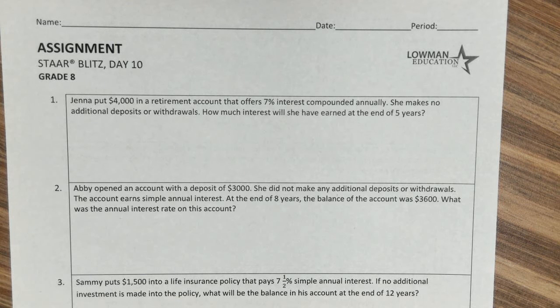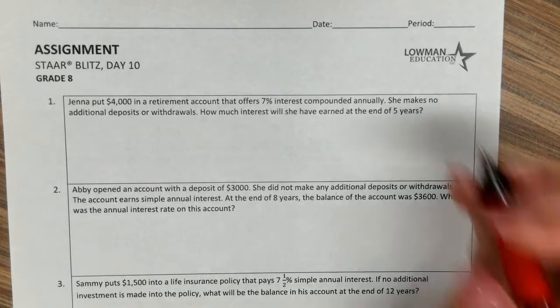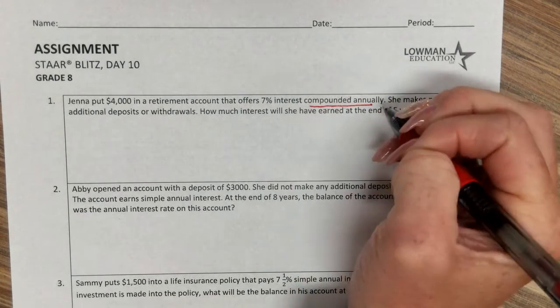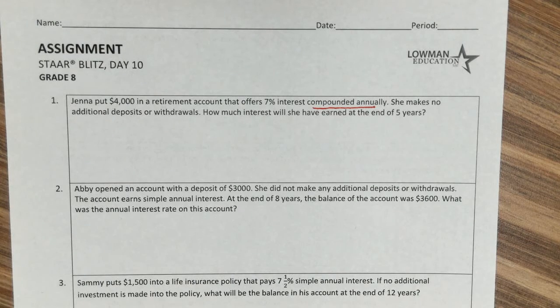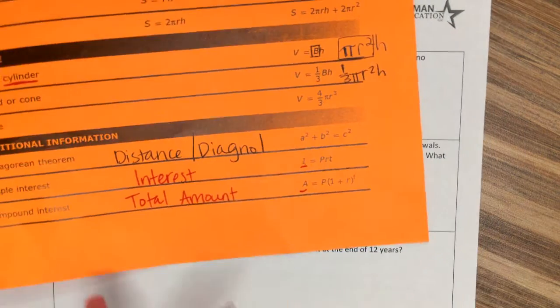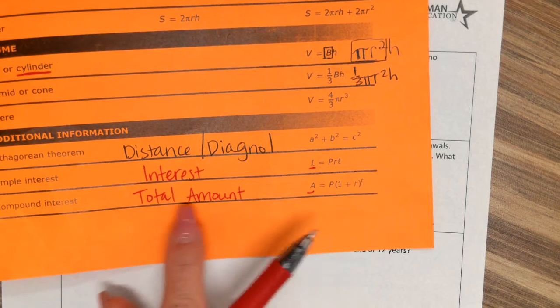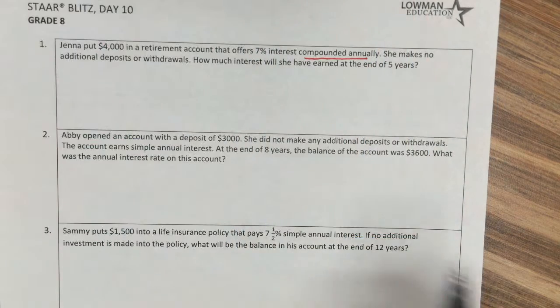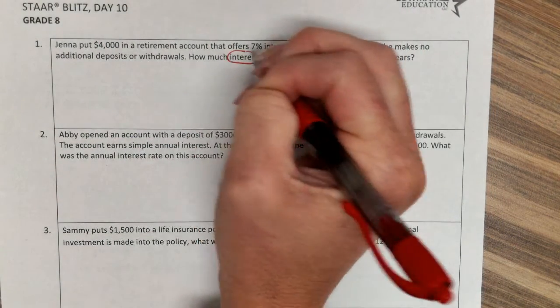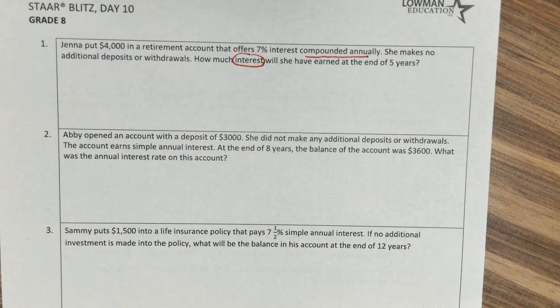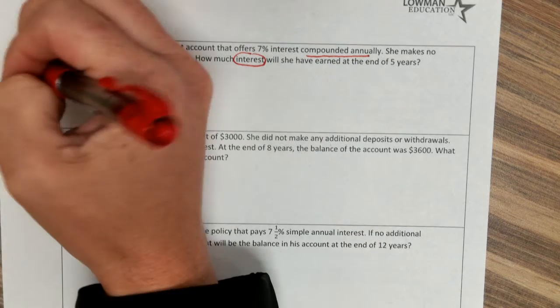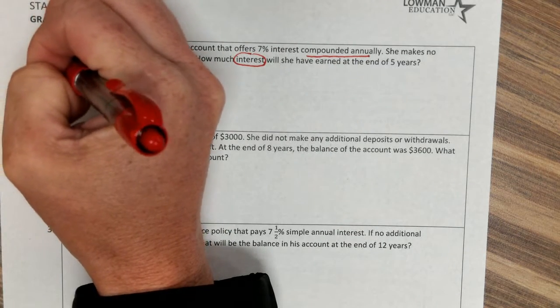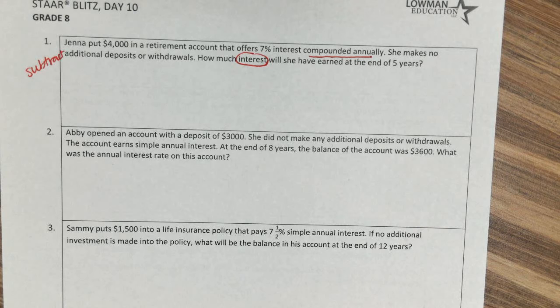You've got to use your brain on these questions. So let's look at number 1. Number 1 is talking about compound interest. If you look at the formula for compound interest, it solves for what? But this question says, how much? So this formula is not going to give you the answer. You're going to have to subtract once you use the formula. You're going to have to subtract out what he started with.